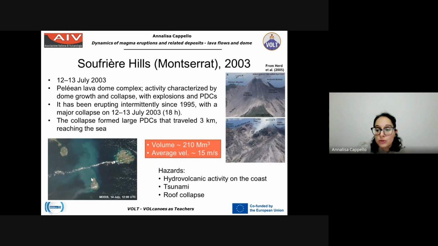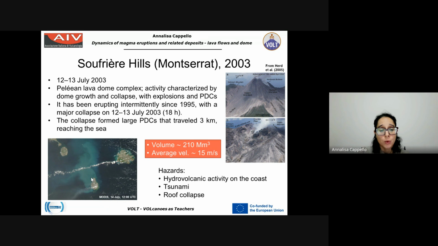And then finally I want to talk about the hazard linked to lava domes, in particular the Soufrière Hills in Montserrat in 2003, which was the largest lava dome collapse in historical times from a volcano. The collapse occurred in about 18 hours between the 12th and the 13th of July in 2003.